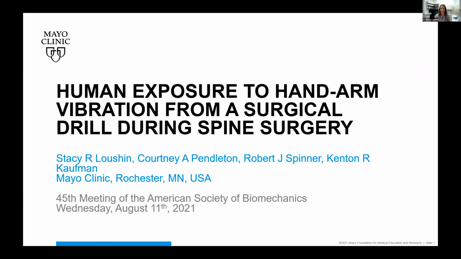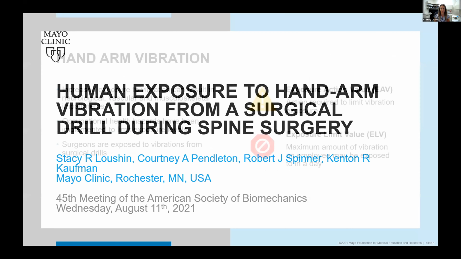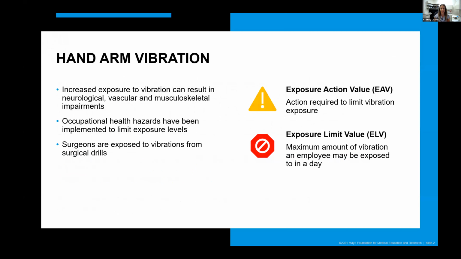Today, I would like to discuss the human exposure to hand-arm vibration from a surgical drill during spine surgery. Hand-arm vibration has been characterized in occupations involving frequent exposure to vibrations using handheld equipment. Increased exposure to vibration can result in neurological, vascular, and musculoskeletal impairments, including carpal tunnel syndrome. To reduce these risks, occupational health standards have been implemented to limit exposure.